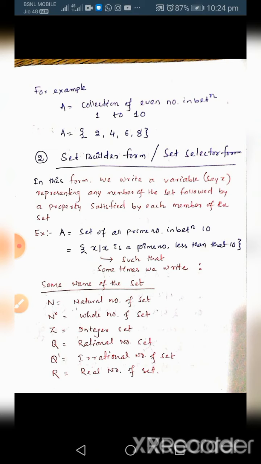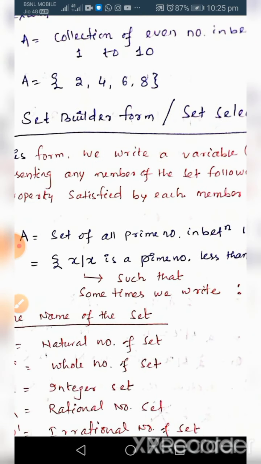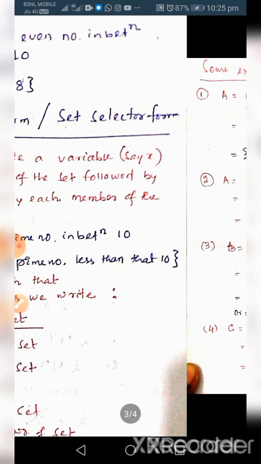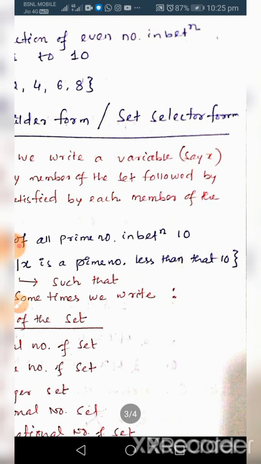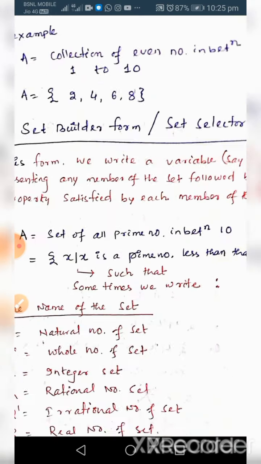Look, this is a set of all prime numbers less than 10. What are the prime numbers less than 10? How can you write it? You write X, then a bar. Look, X such that X is a prime number less than 10. That means here the bar means "such that." Sometimes we write it with the "is to" sign. This is the "is to" sign.